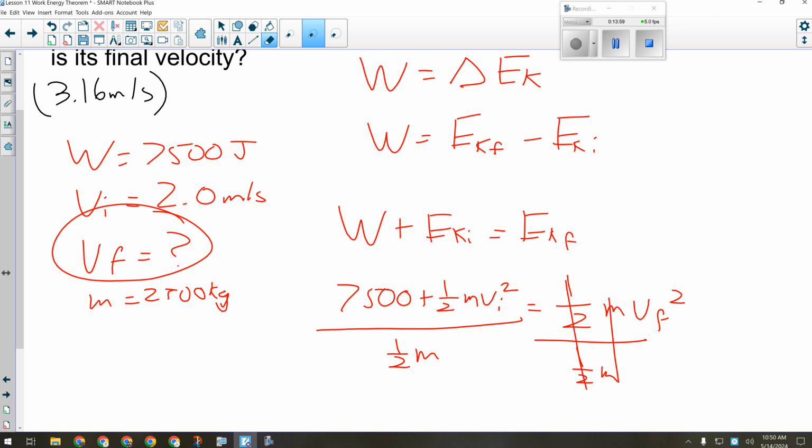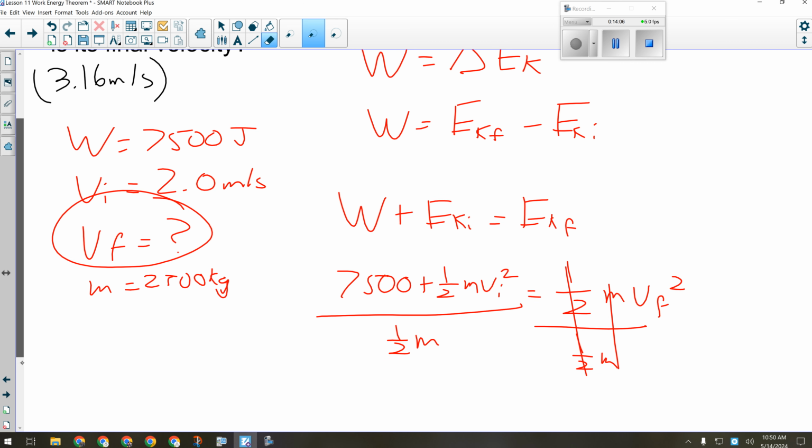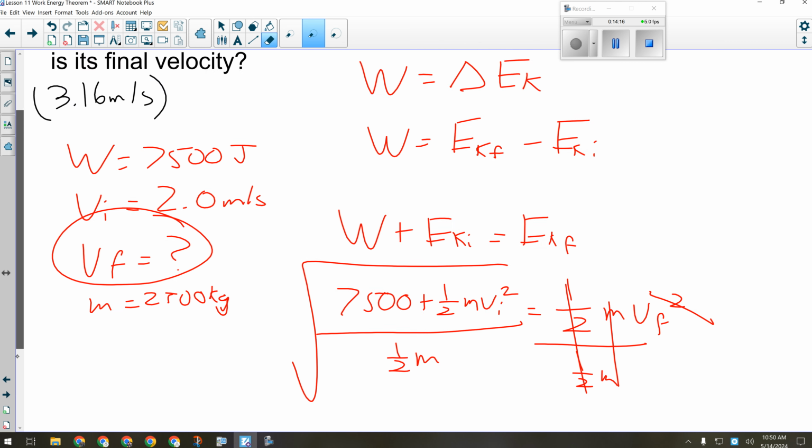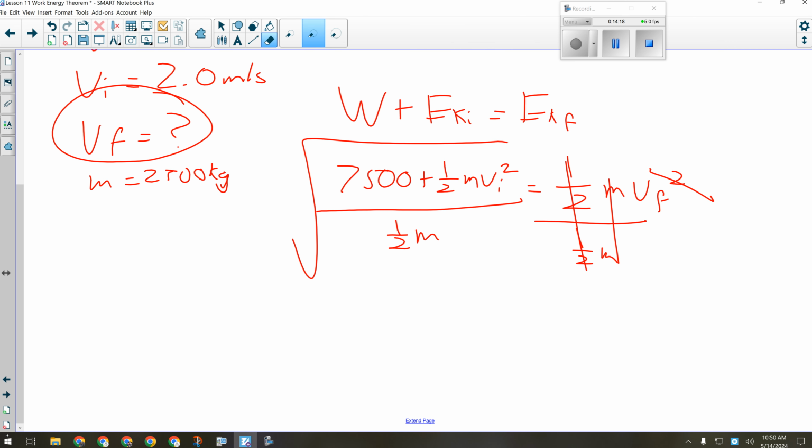I just want normal VF. What do I have to do? Square root it. This is about as tricky as the algebra gets, but in the end, I'm still following those same 3 rules. What I do to one side, I do to the other. Square root of both sides. The square root of VF squared is VF. So now what I want to do is put in all my numbers.